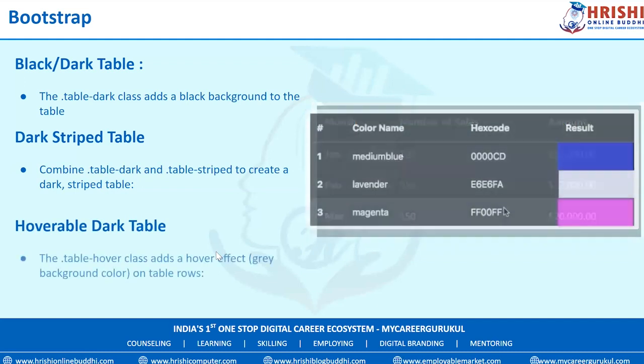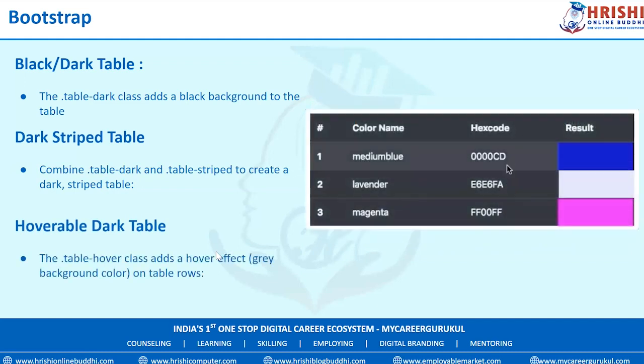And the last is hoverable dark tables. That is, you can hover over the dark table as well. So likewise, you can make use of all these classes one by one and see the effect when you use the Bootstrap classes. So let's see some practical examples of it.